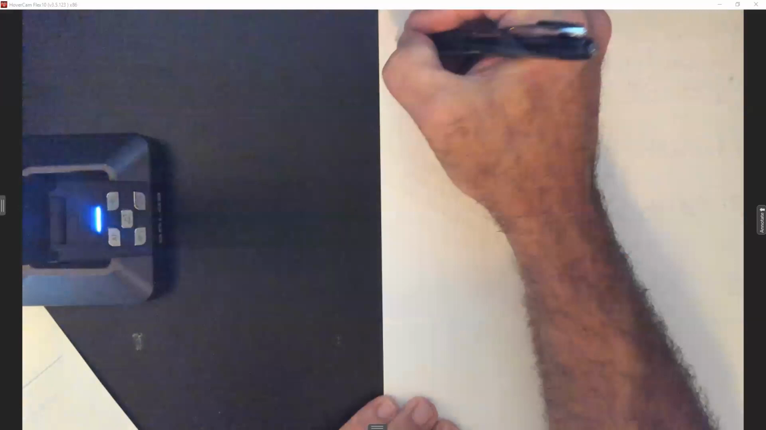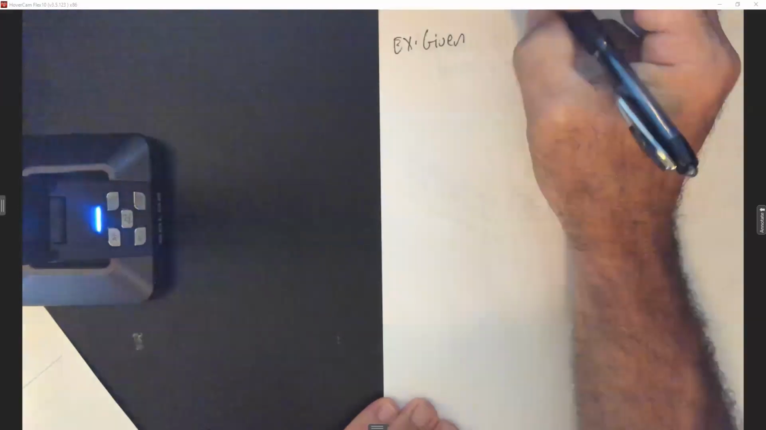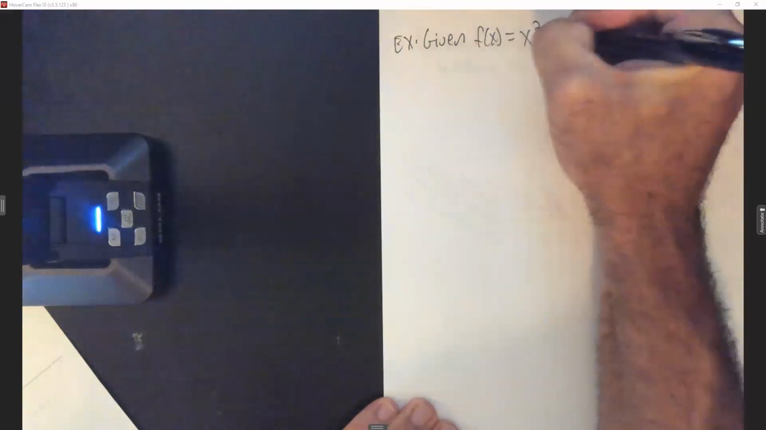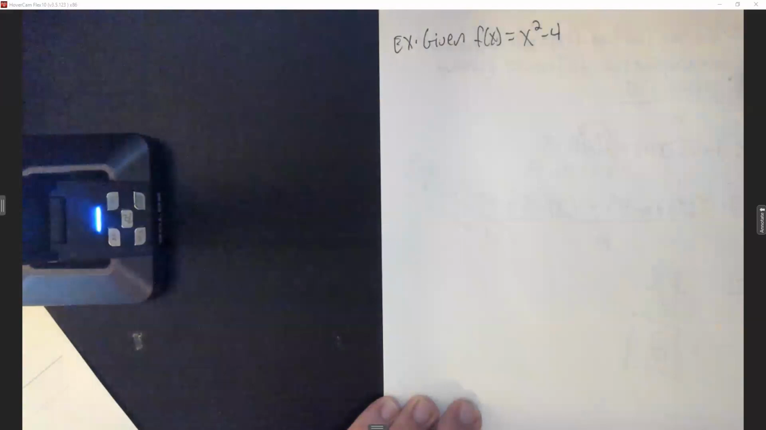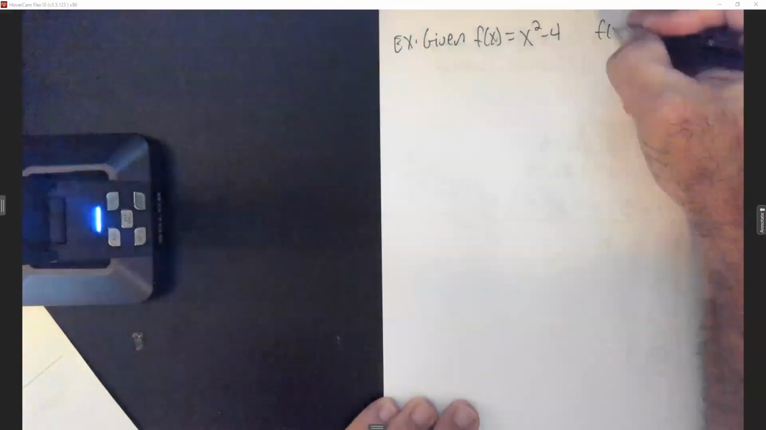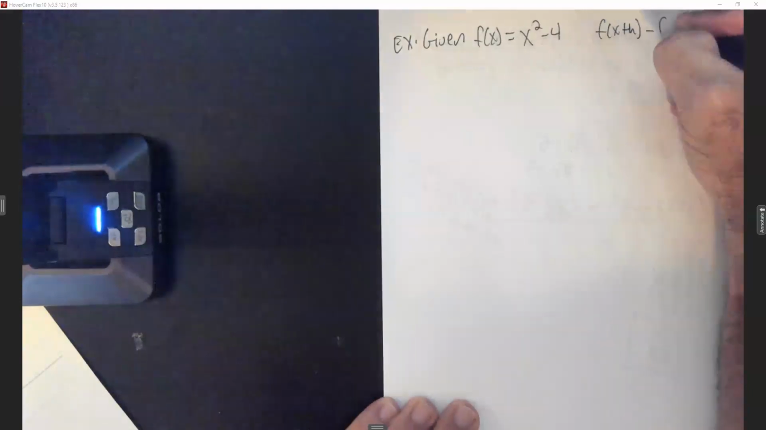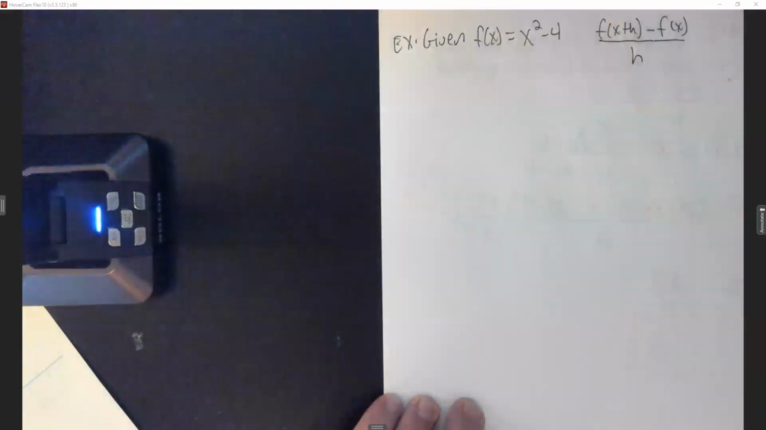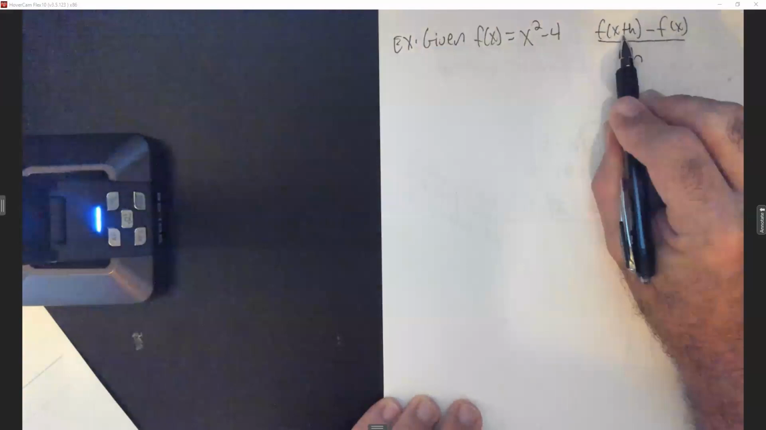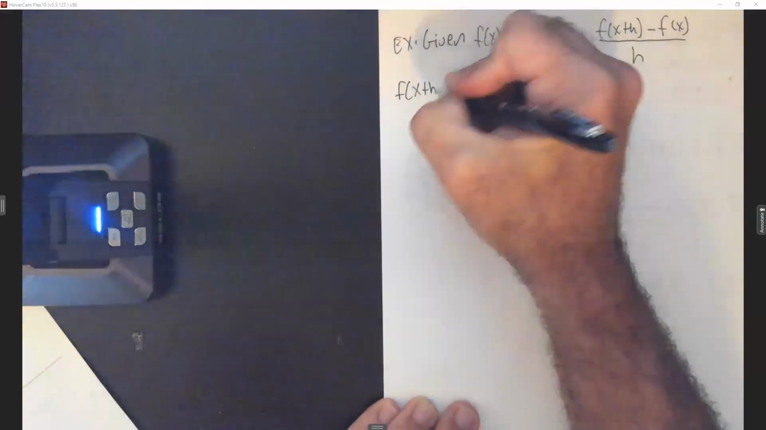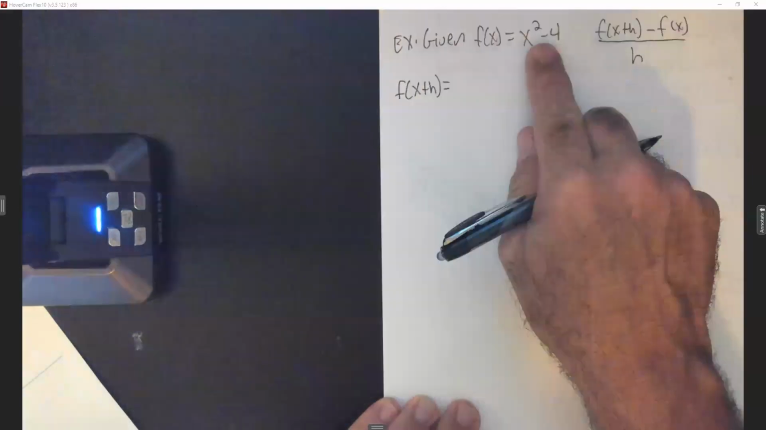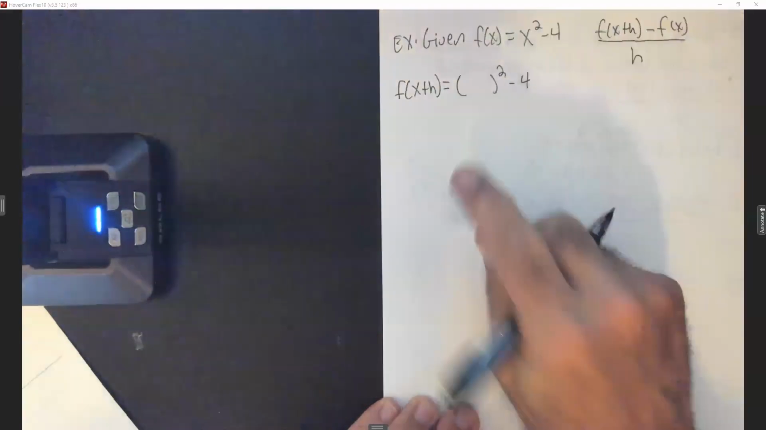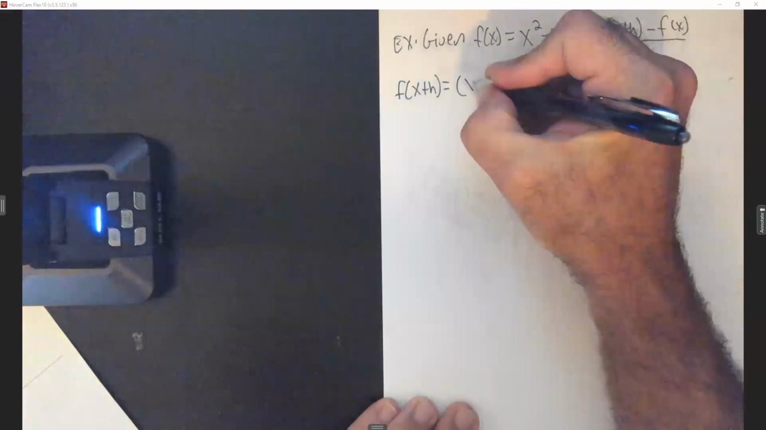So this one we're going to be given f of x equals x squared minus 4. We're going to find and construct the difference quotient, which is f of x plus h minus f of x all over h. So once again, we need to find f of x plus h. That's going to take the f equation, which is x squared minus 4. In place of the x, we're going to put x plus h.